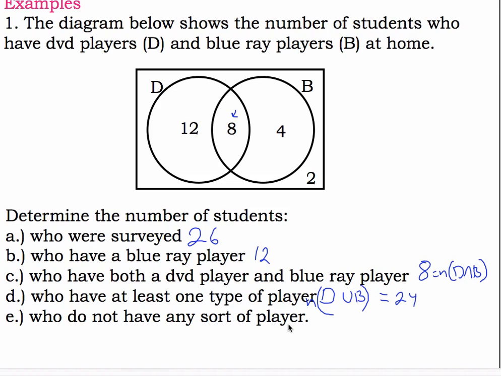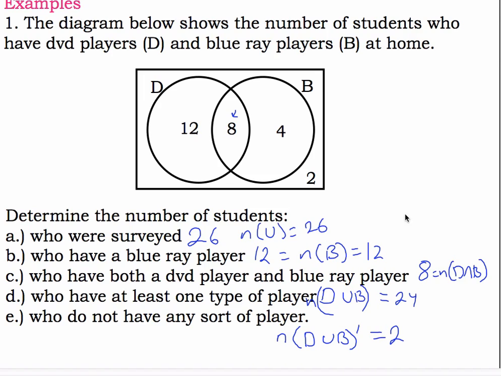And the number of people who do not have any sort of player, let me write this as the complement of D union B. That's everything that's not in D or B, so the people who do not have a DVD player or Blu-ray player is 2. Alright, and let me just write the others in set notation as well. So the number of Blu-ray equals 12, and I guess the number in the universal set is 26.